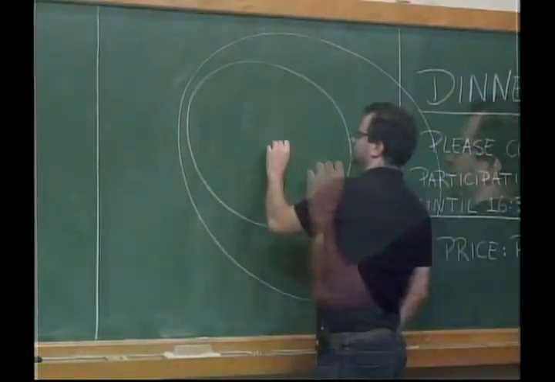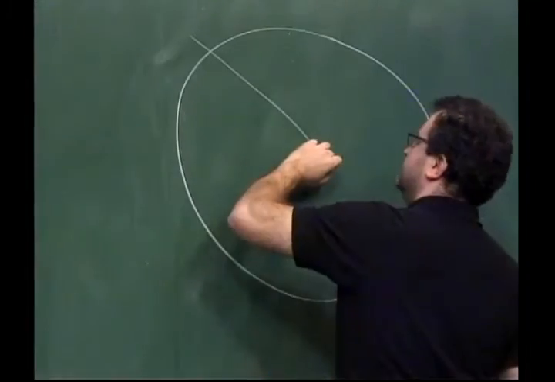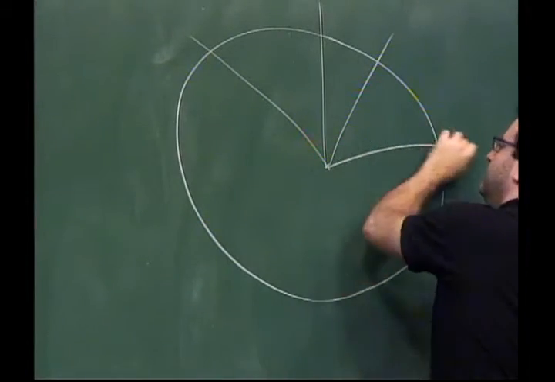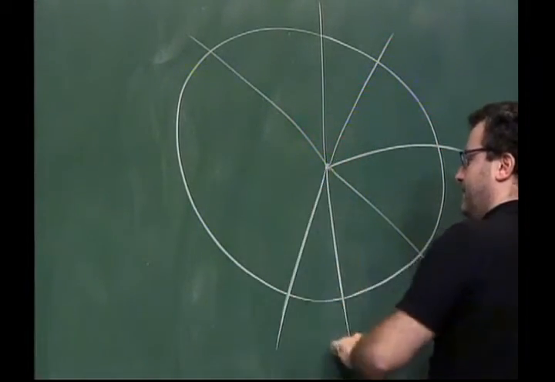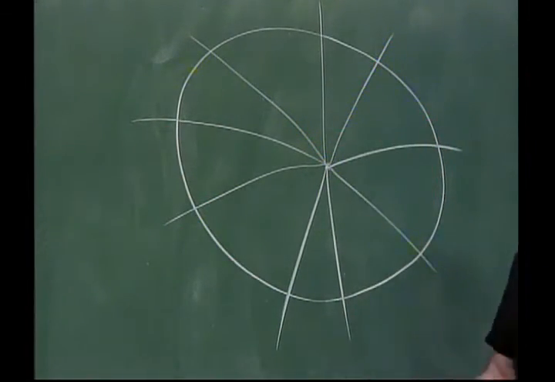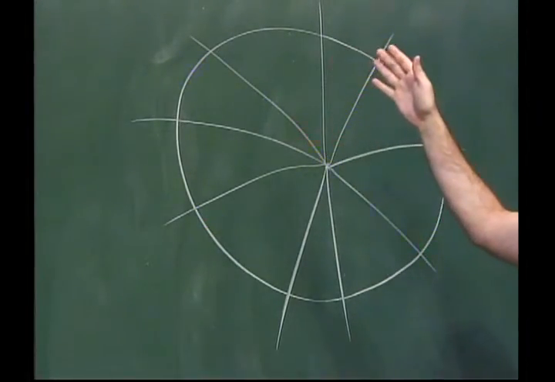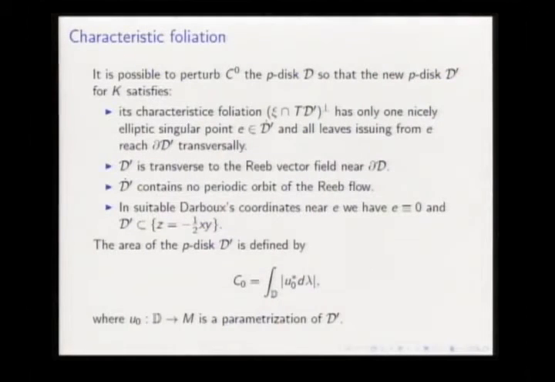So that the characteristic foliation is the following. It has only one singularity point, and all the leaves issuing from this singularity will hit the boundary transversally. So here we use that the contact structure is tight, and also that the self-linking number of this P knot is equal to minus P, just to produce this characteristic foliation.